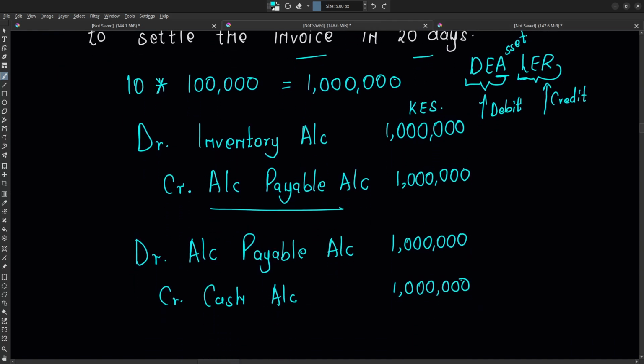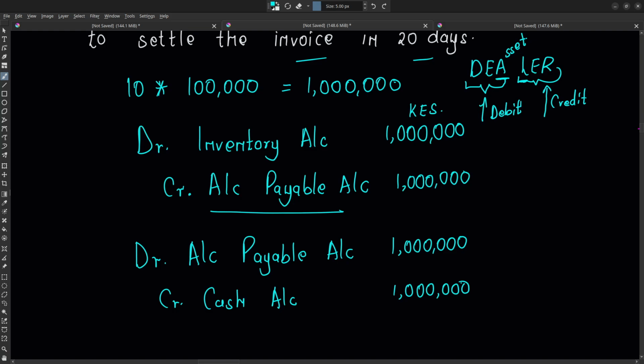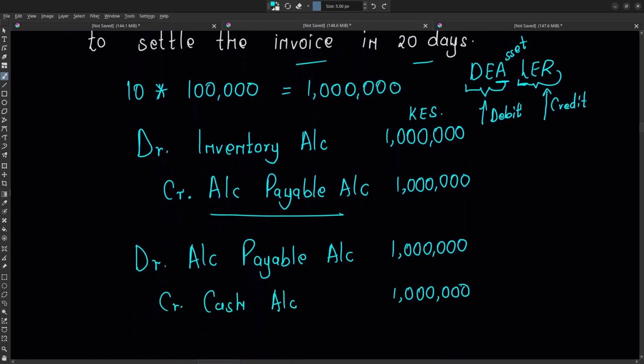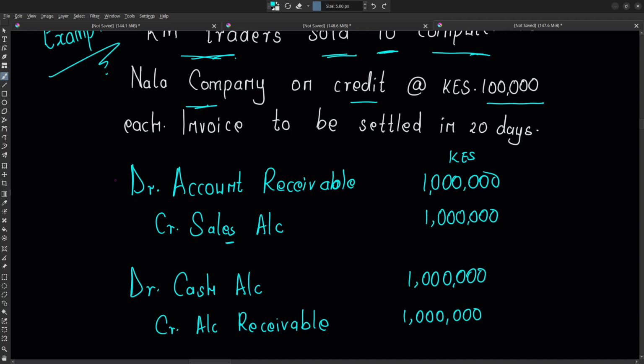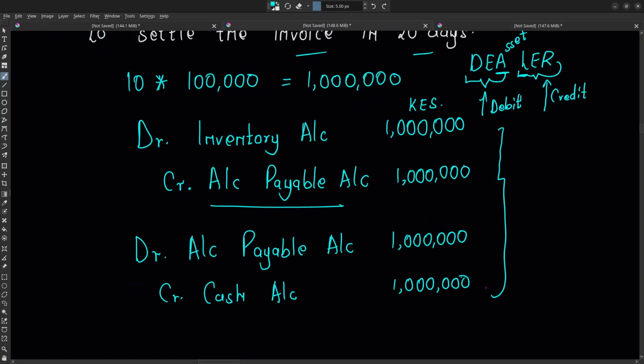Note that this is what is happening on KM Traders' books, and this is what is happening on the other side, in Nala's books. Nala is the one receiving the goods from KM on credit, and this is how they are going to record them. On the other side, KM is the one selling these goods to Nala on credit. So KM records an account receivable, and Nala, which is receiving the goods, records an account payable. Note those key differences, because one is expected to pay and the other is expected to receive money from the other.